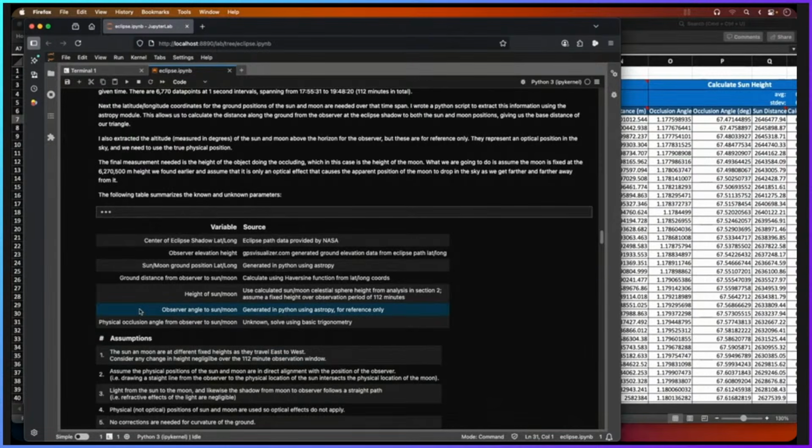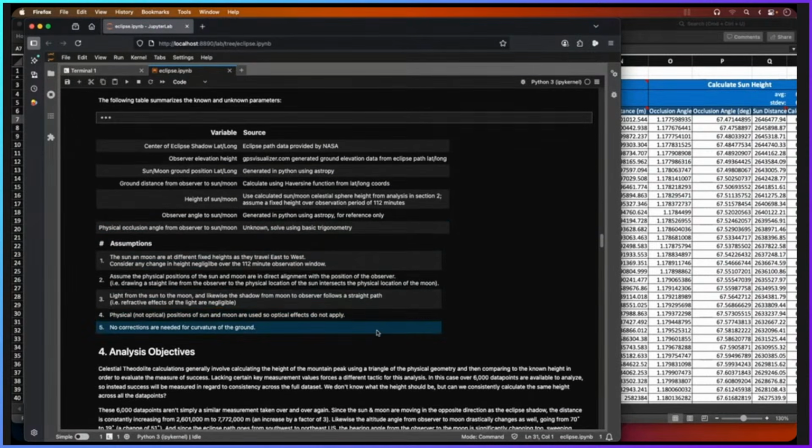There's the observer angle to the sun and moon, which is generated in Python, but we're not going to use it because it is the apparent position. And then finally, the physical occluded angle from observer to sun and moon, which we don't know, but we can solve using basic trigonometry.